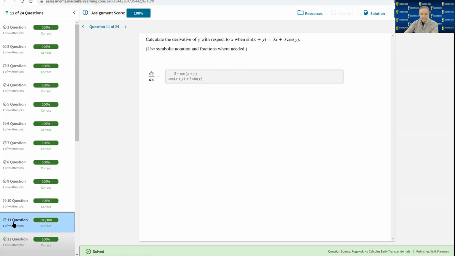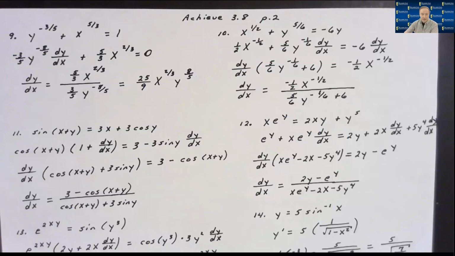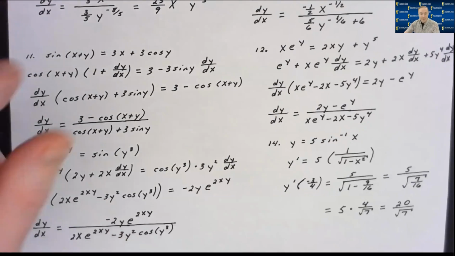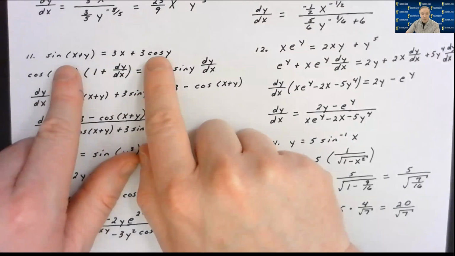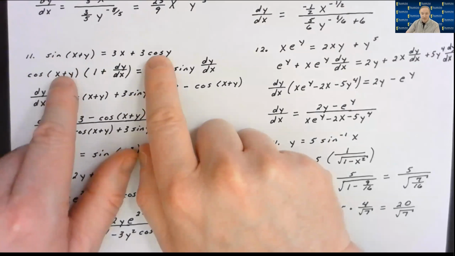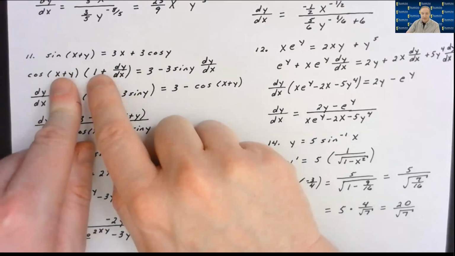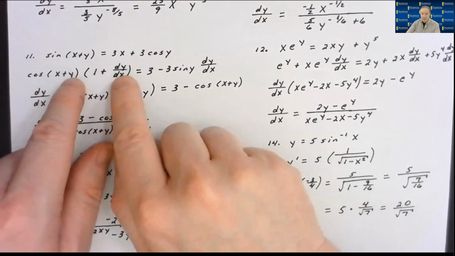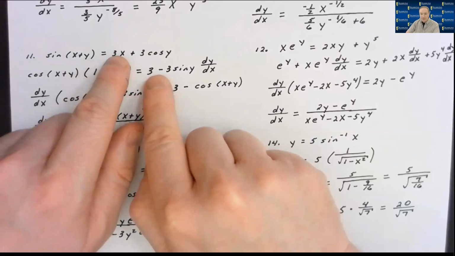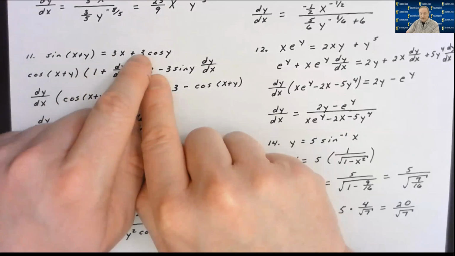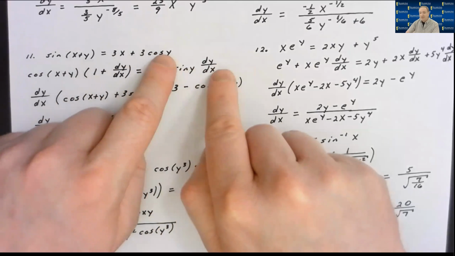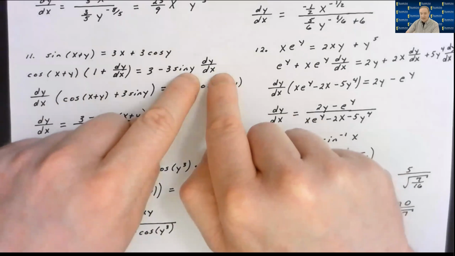For number 11, it gives us a trigonometric expression with these relations of x and y. So we have the sine of x plus y is equal to 3x plus 3 cosine y. Okay, derivative of the left-hand side. Derivative of sine is cosine. I keep the angle. Multiply by the derivative of the angle. Derivative of x is 1. Derivative of y, dy/dx. Now, that's going to equal the derivative of the right-hand side. Derivative of 3x is 3. The derivative of 3 cosine y is going to be minus 3 sine of y times the derivative of that angle, derivative of y, dy/dx.